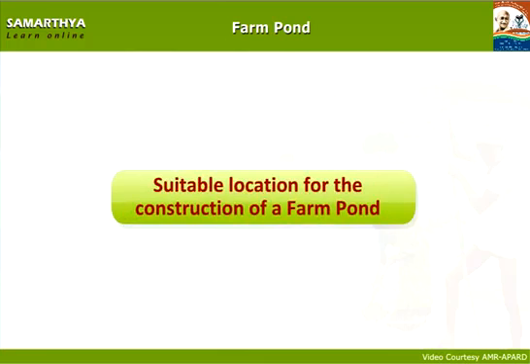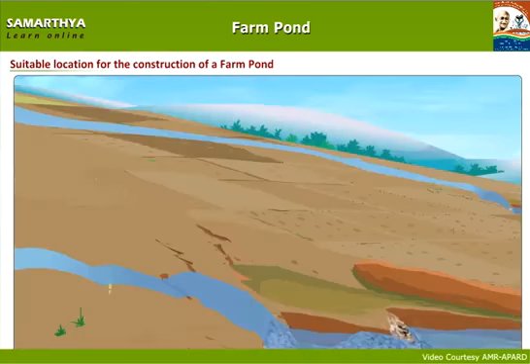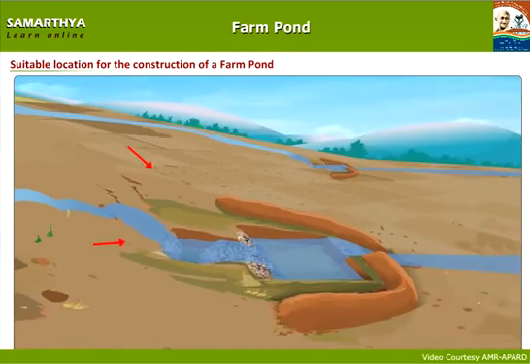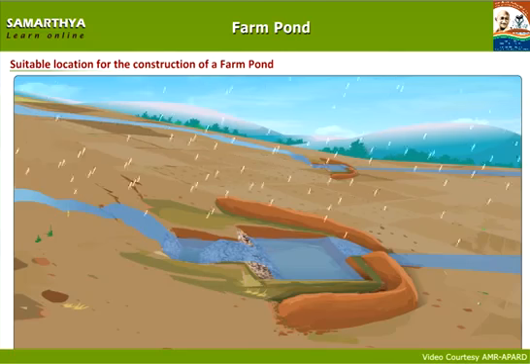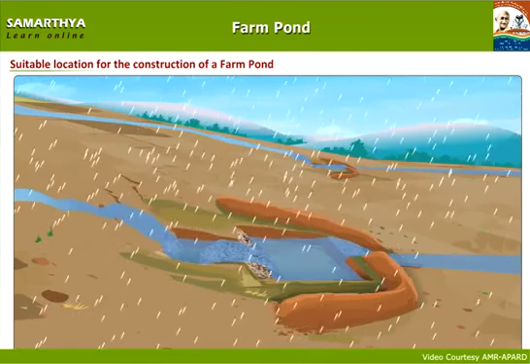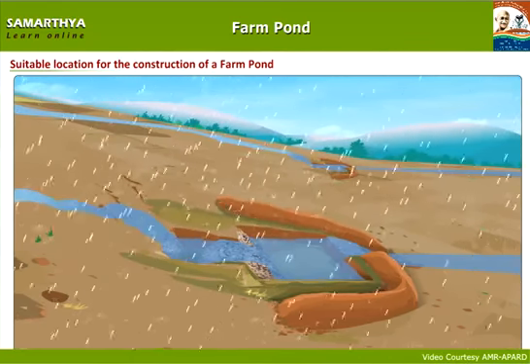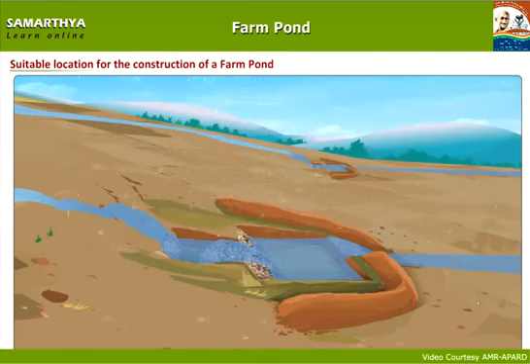Suitable location for the construction of farm ponds. Low-lying areas or the exits for rainwater in the fields are ideal locations for the construction of farm ponds.